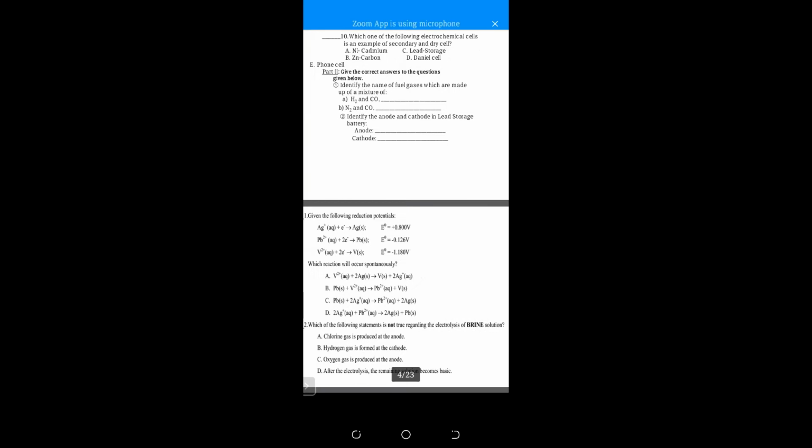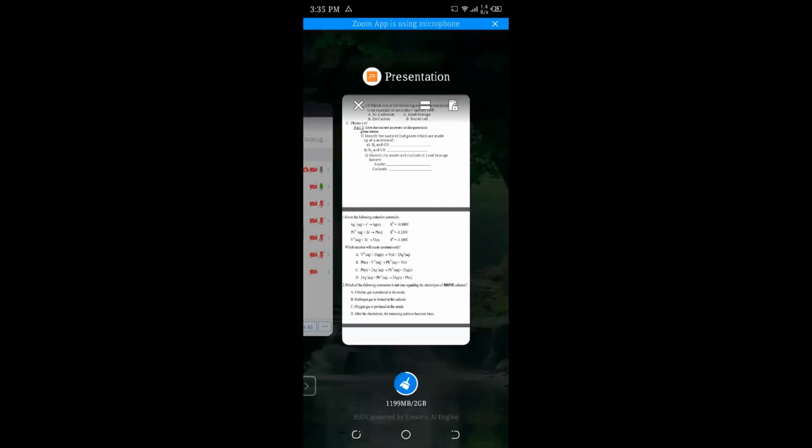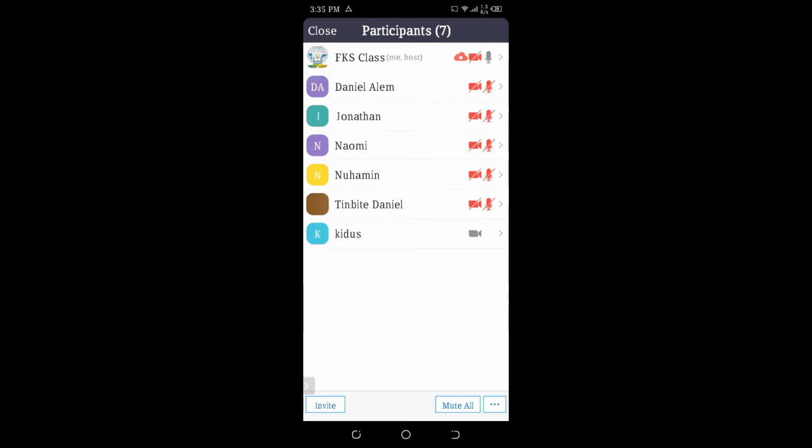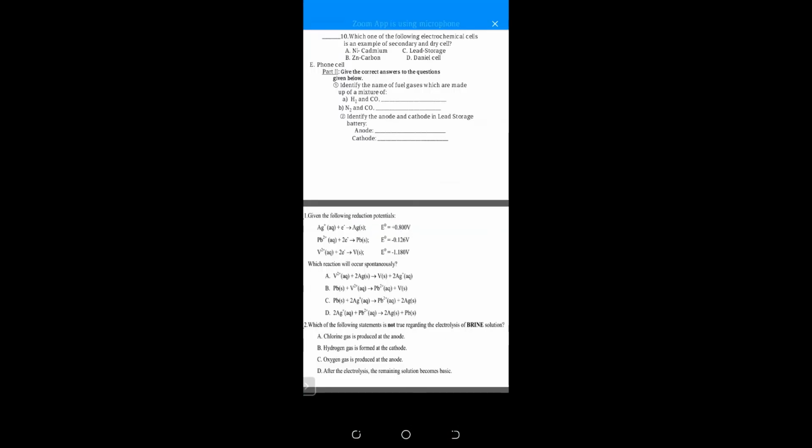Okay, the last one is about phone cell. What is a phone cell? What type of cell is it? Phone cell is an example of what? Primary or secondary? Is it an example of wet or dry? Try it.